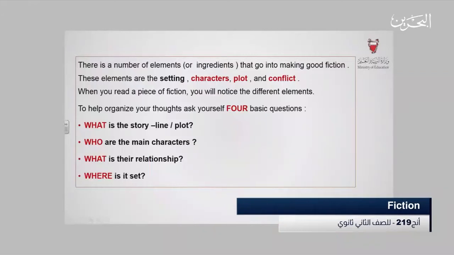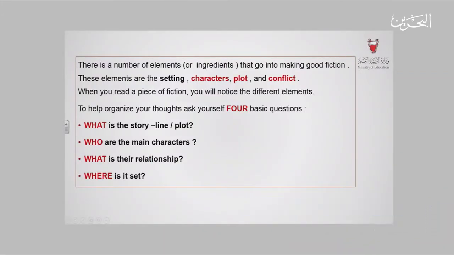So the questions usually are, what is the story, the line or the plot? Who are the main characters? What is their relationship? Where is it set? By answering these questions, he or she is actually answering the elements of a fiction.